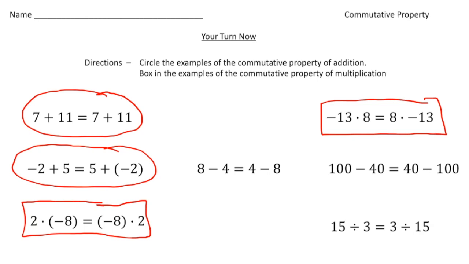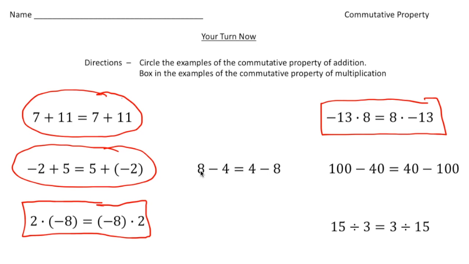All right, welcome back. Let's see how to deal with these practice problems. So here again, you had to circle the examples of the commutative property of addition, and you had to box in the examples of the commutative property of multiplication. Well, we had 2 of each. The first 2 here are the examples of the commutative property of addition, and these 2 here are the examples of the commutative property of multiplication. And we actually had 3 that were neither. All right, let's look at why.